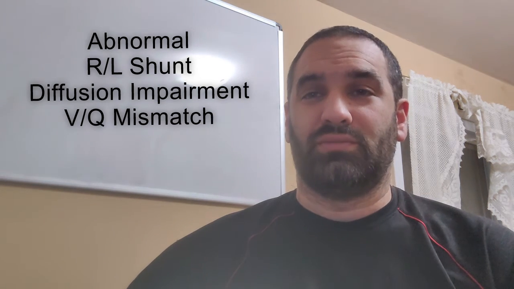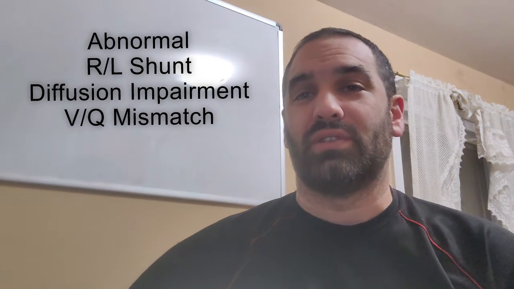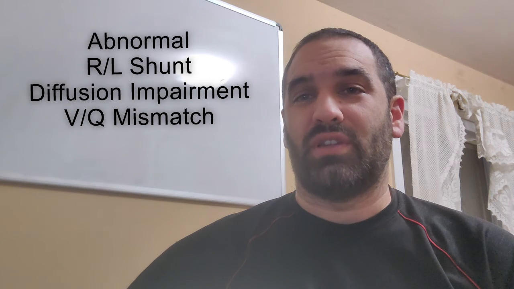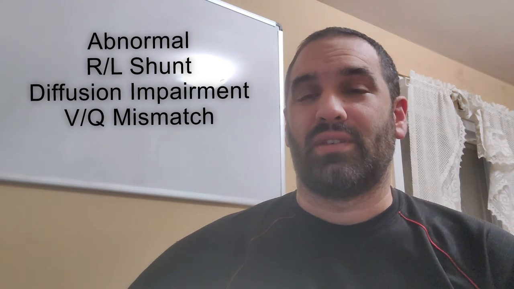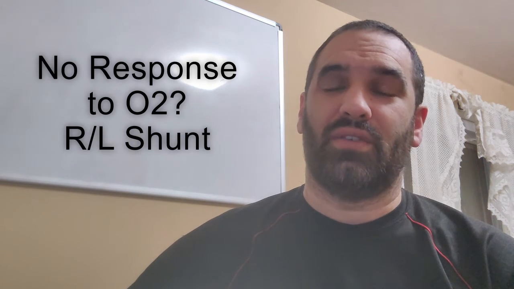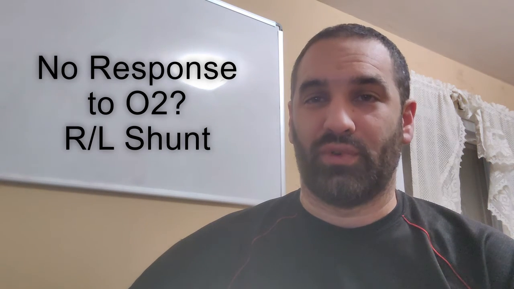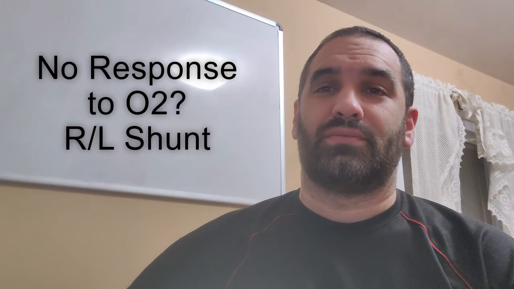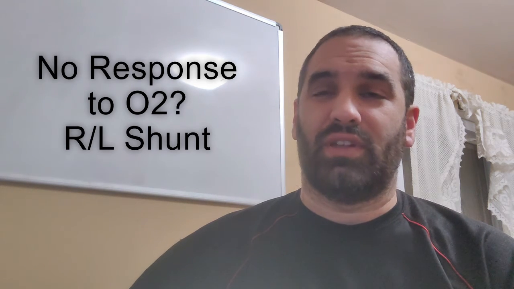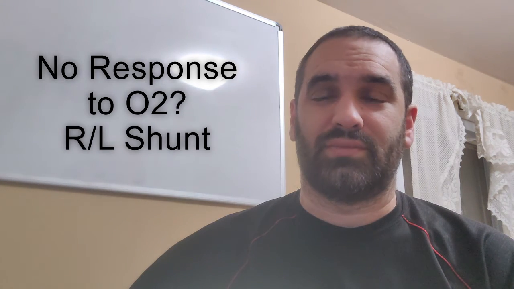If it is abnormal, hypoventilation and low FiO2 are going to be out, which leaves us with the right-left shunt, diffusion impairment, and of course the VQ mismatch. Right-left shunt can be ruled out if you are giving your patient supplemental oxygen and there is absolutely no improvement. That's what it is. It's right-left shunt if that happens. The other two, that's how you rule it out.